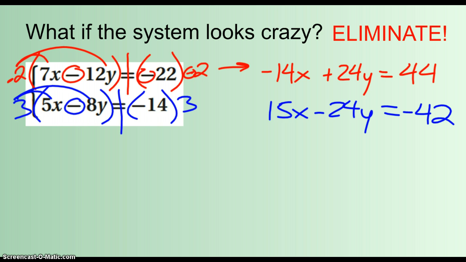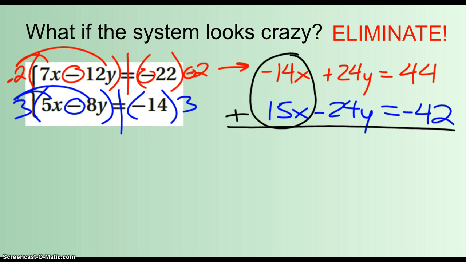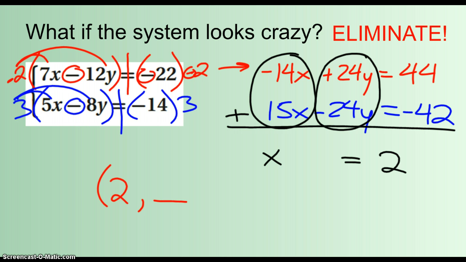Now what we can do is look at what we've got. We've got 24y on top and -24y on the bottom. So if I add these together now, we'll get some cancellation going on. So I've got -14x plus 15x, that's 1x, or just x. 24y plus -24y is 0, so I don't even need to put that in there. And then 44 plus -42 is 2. So we're saying that x must be 2. So we know this much: our solution is 2 something, and we need to figure out what y is.